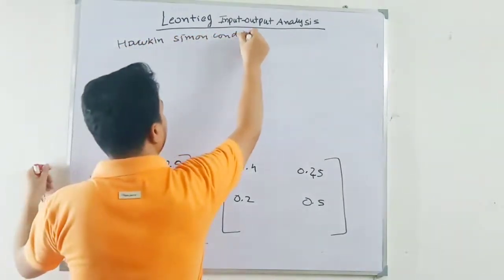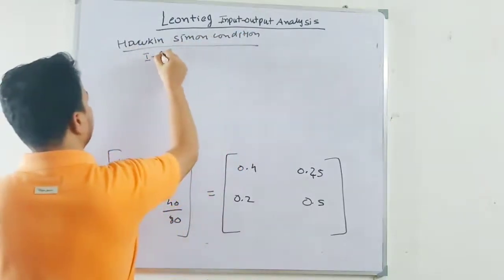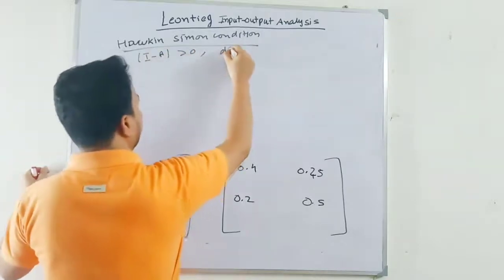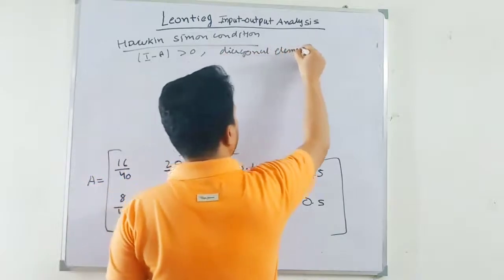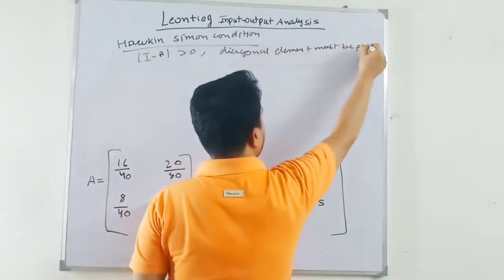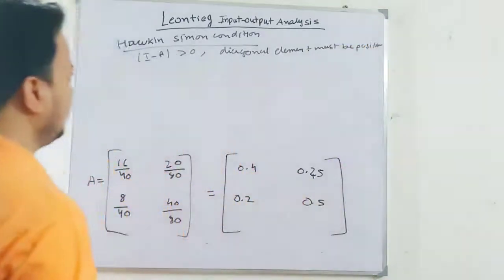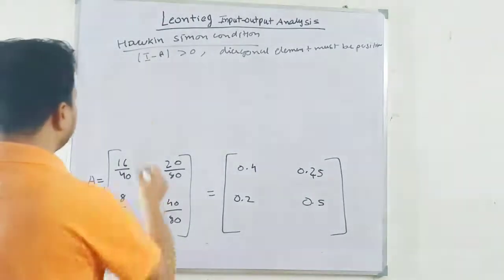Condition. First is I minus A, determinant must be positive. Second, diagonal elements must be positive. Then only we have non-negative output in the equilibrium. Okay, we will have positive output in the equilibrium. So let's take out I minus A.